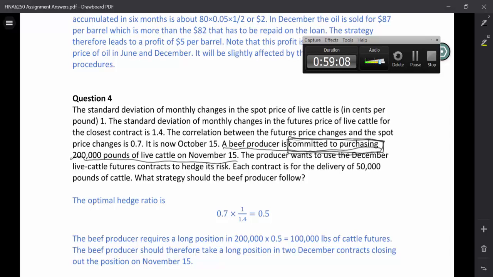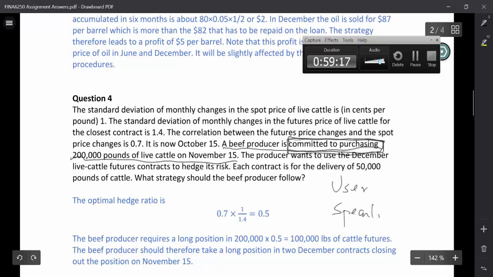The terminology when people talk about futures markets, they talk about the users versus the speculators. Okay, so users, if you are a farmer, then you would naturally be taking short positions from time to time. Okay, but if you are a beef producer, then you would naturally be taking long positions. If you're a speculator, I guess you could trade either way. Okay, is that okay? Yeah.